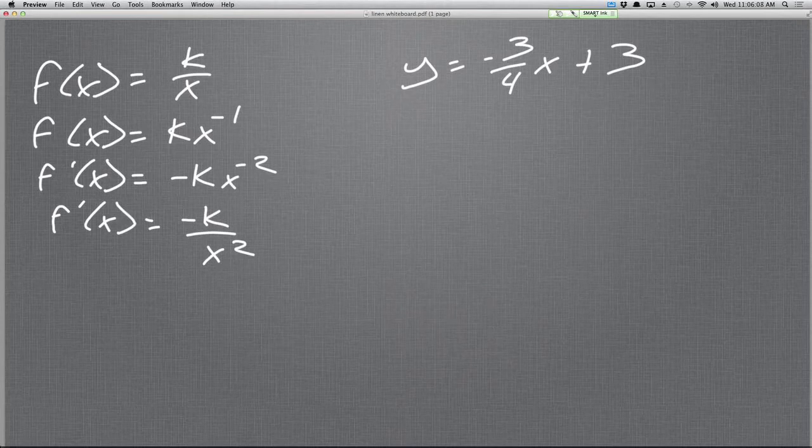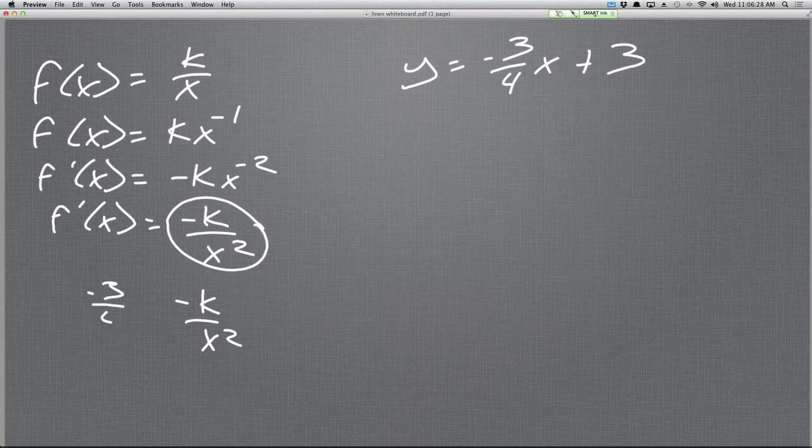Now that's the slope. Do I know what my slope needs to be? Yeah, it needs to be negative 3/4, doesn't it? So what do I do to negative k over x squared? Set it equal to negative 3/4. I set them equal to each other. My derivative, my slope, has to be equal to negative 3/4. Those two things have to be equal. But I'm looking for k, and I've still got that x to deal with. So I have to go back to what else did you guys say?